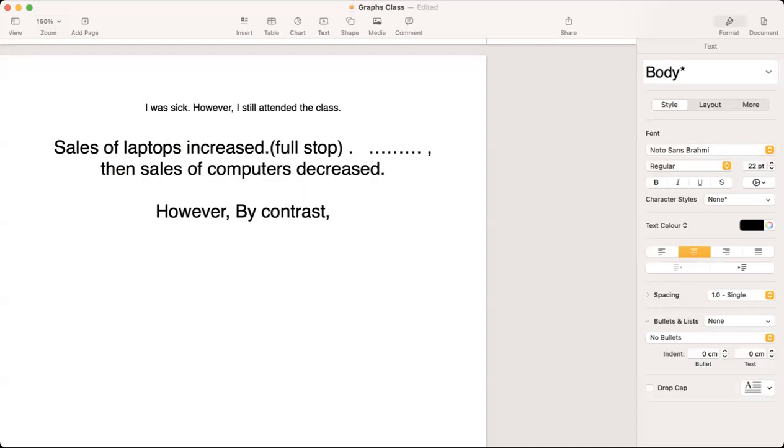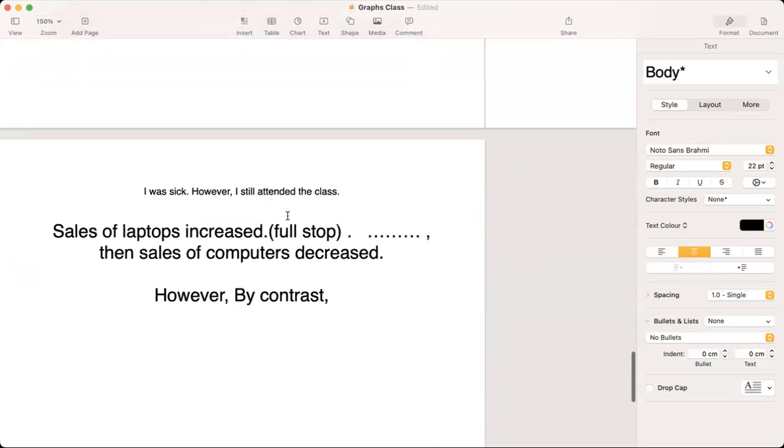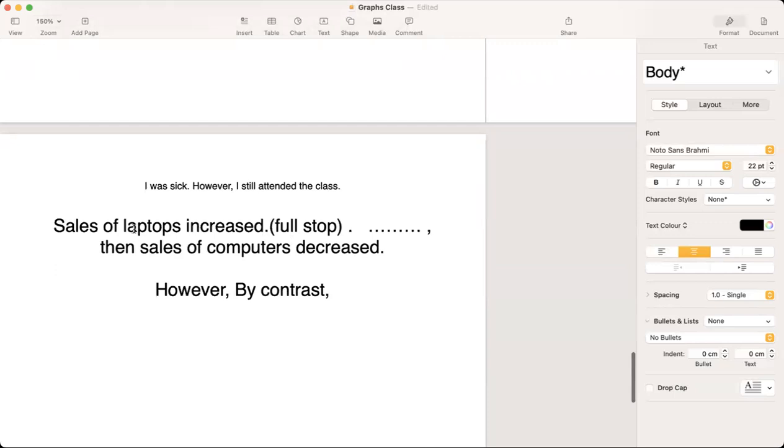Yes, sir. Okay. Moving to the next thing now. Sir, can you please repeat the last one? See here, the subjects are different, right? Sales of laptops, here the sales of computers. So the subjects became different. When the subjects are different and I don't want to join sentences, I'll use the word by contrast. Is it clear? So I should have used while, but I don't want to join the sentences. So I'm using by contrast. Okay, is it clear? Okay, let's go next.